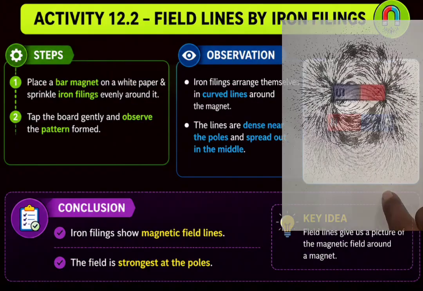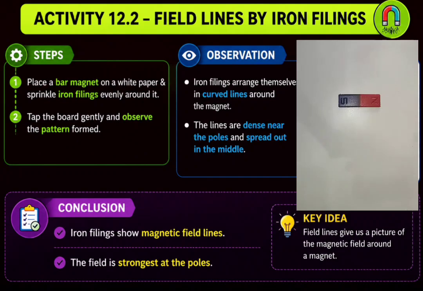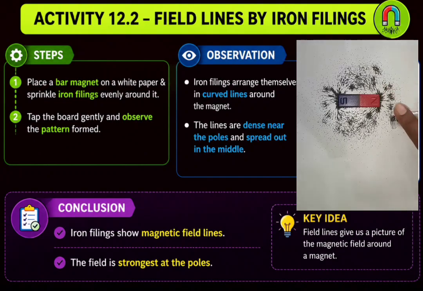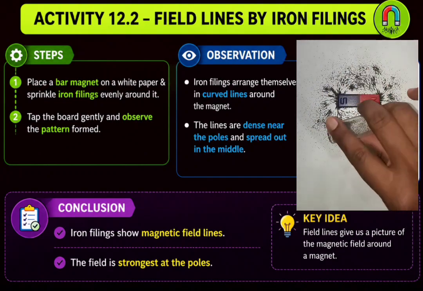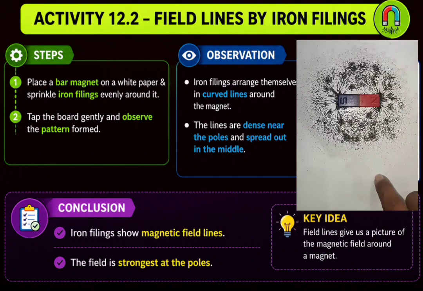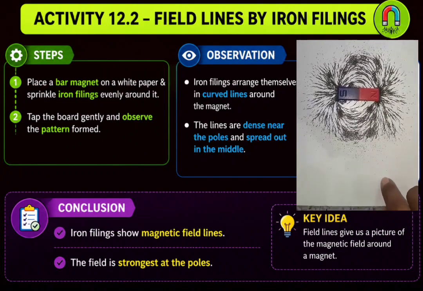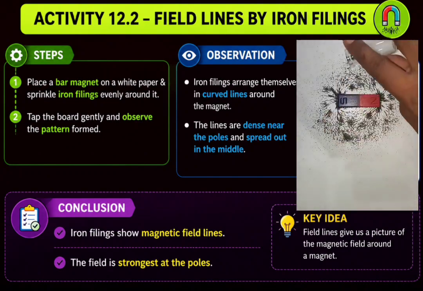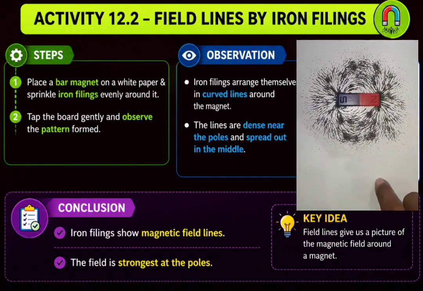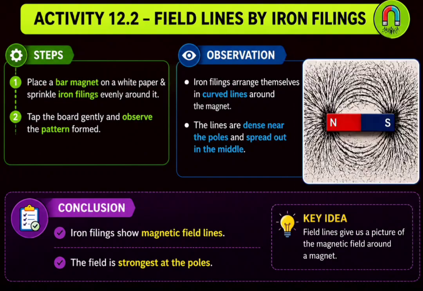In this activity 12.2, we will observe magnetic field lines using iron filings. First, place a bar magnet on a white paper and sprinkle iron filings around it. Now, gently tap the paper. The iron filings arrange themselves in a pattern around the magnet. This pattern represents magnetic field lines.